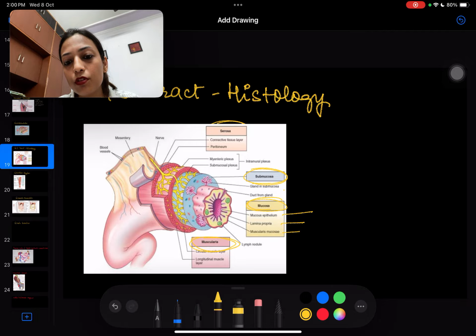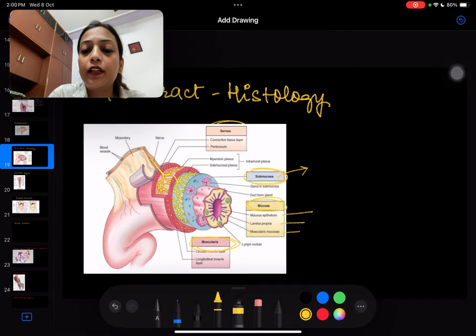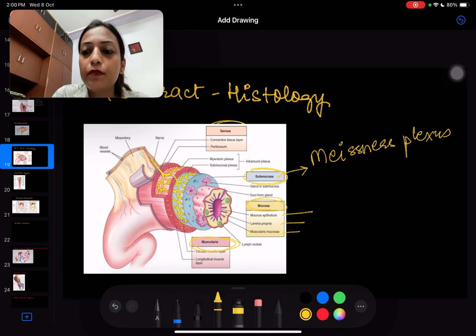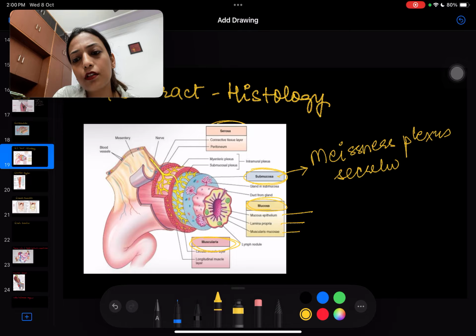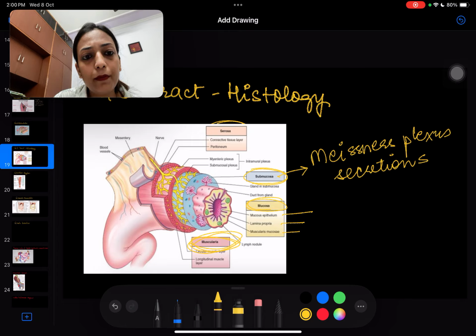Then the submucosa, what we need to know is that it contains Meissner's plexus. So what does Meissner's plexus do? It causes secretions. Then we will come to the muscularis, muscle. Wherever there is muscle it means myo. I hope you know myometrium, myocardium, myoglobin. So the word myo is related with muscle.